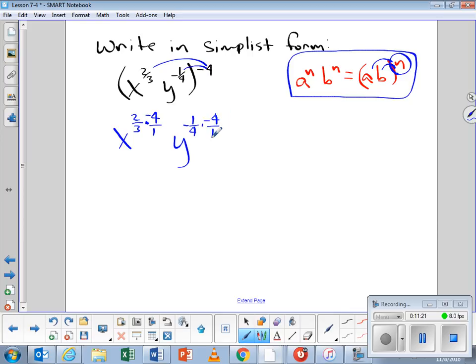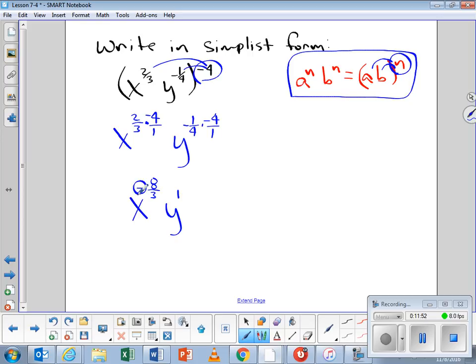Now the reason I put the negative 4/1 was because I had fractions inside there. And I want you to remember that when you multiply fractions, you multiply the tops and you multiply the bottoms. And so I get x to the negative 8/3, y to the 1. Just 1. Okay?